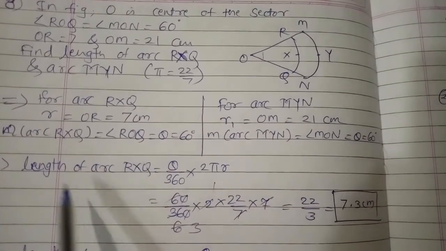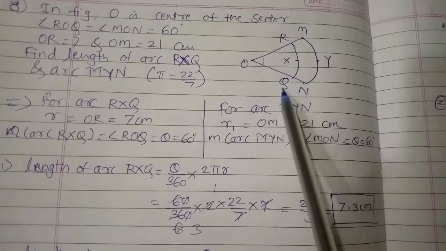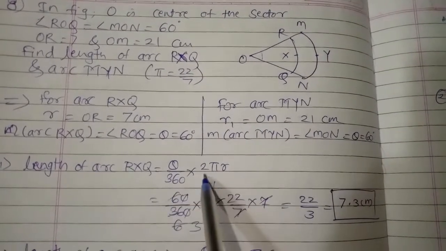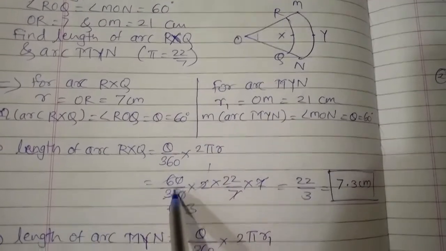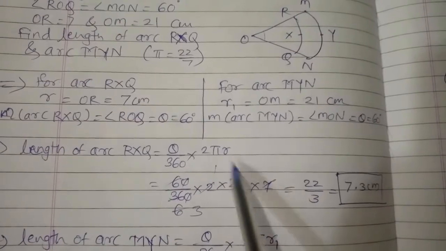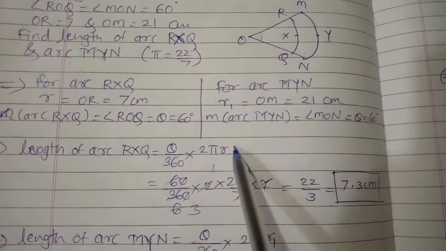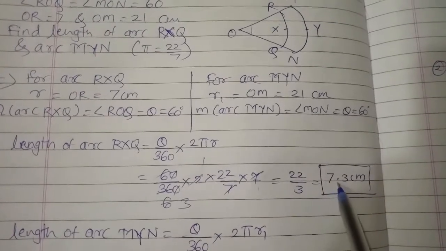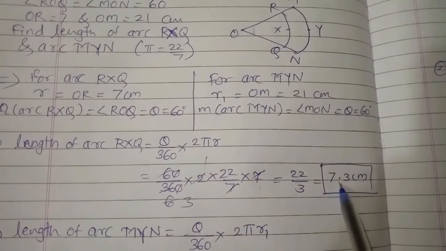Now we have to find the length of the arc RXQ. We are given the formula theta upon 360 into 2 pi r. Putting in the values: 60 upon 360, 2 as it is, the value of pi is 22/7, into r is 7. By solving this we get 22/3, which is nothing but 7.3 centimeter.